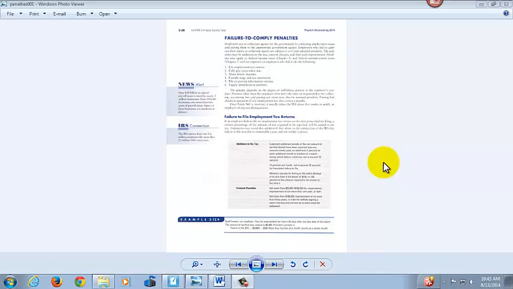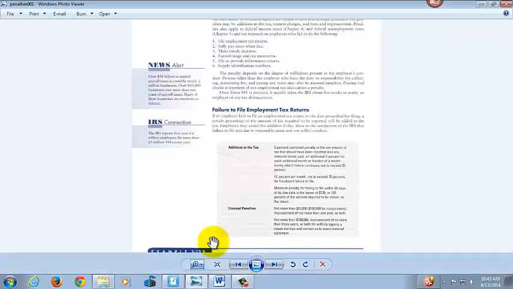In this presentation, I'm going to talk about penalties that an employer might have to pay if they don't comply with all the IRS rules and regulations. A lot of these have to do with, let's see if I can zoom in a little bit, if you don't file your employment tax returns like your 941, if you don't pay your taxes when they're due, or if you don't make timely deposits.